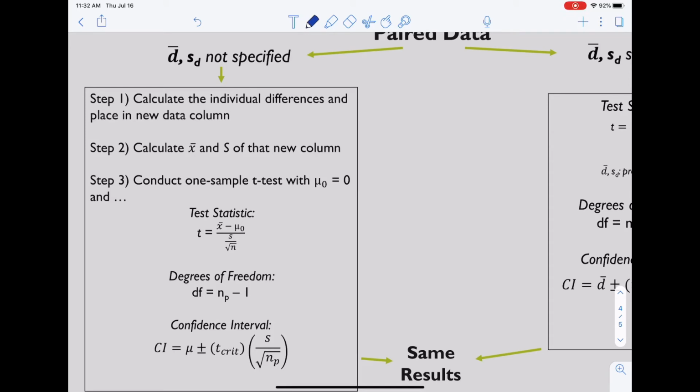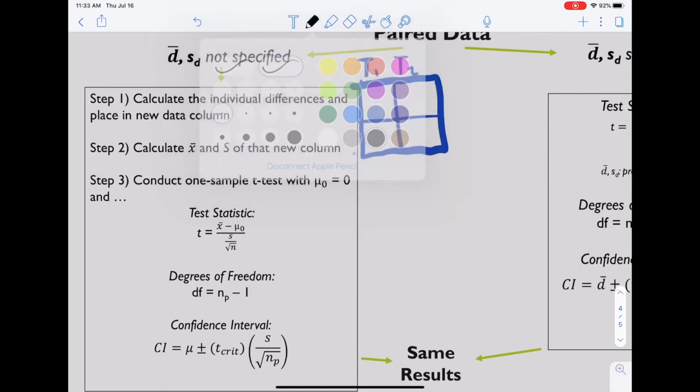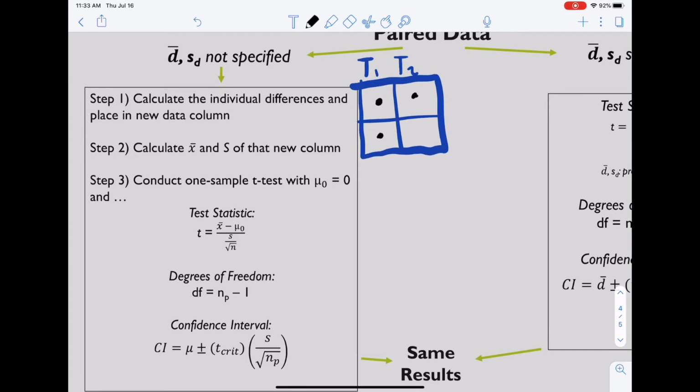Anyway, so if d bar and s sub d, the standard deviation of the difference, is not specified, that usually means that you have data that is supplied, we'll say. So no biggie there. Let's say that we have some columns of data at time point 1 and time point 2. These could be any values. I'm just going to use little dots here as placeholders for values. Okay, so this is our data set. No big deal, right?